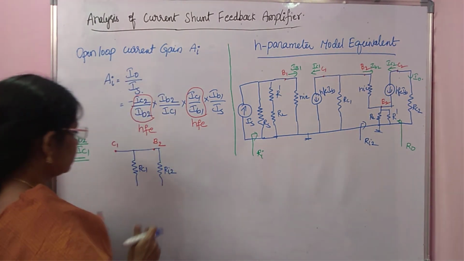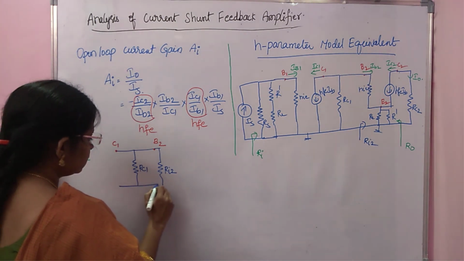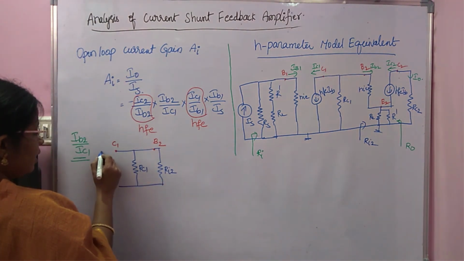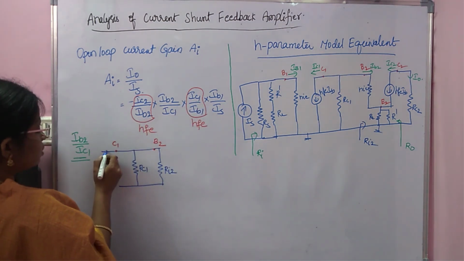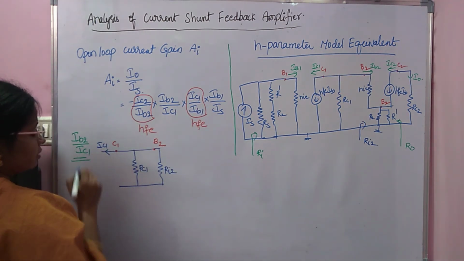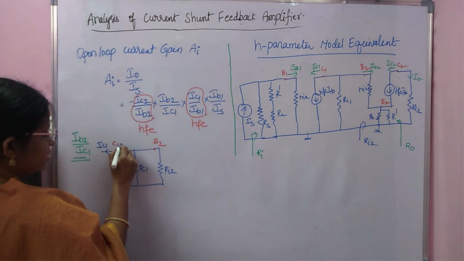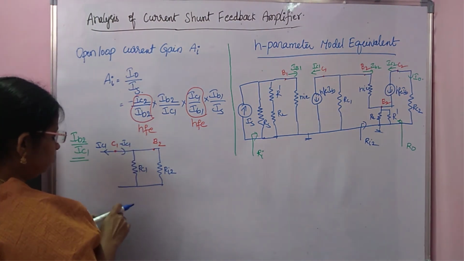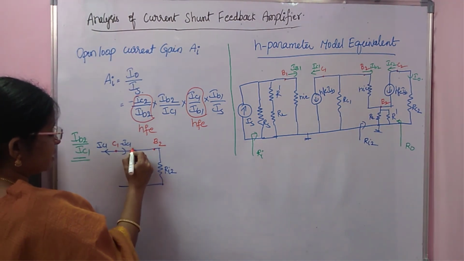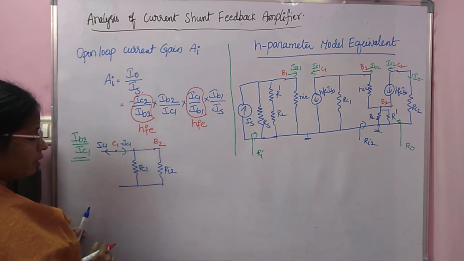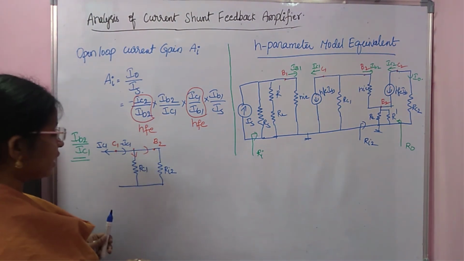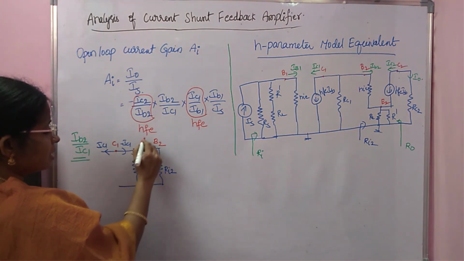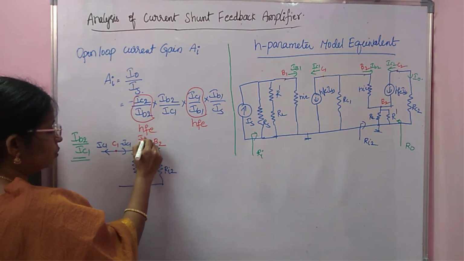Fine. Now, from C1 into the circuit, the current is IC1. So the opposite current is minus IC1. This minus IC1 current enters this node and it divides into two parts like this. So now this part is your IB2.